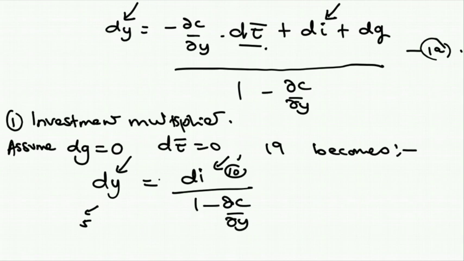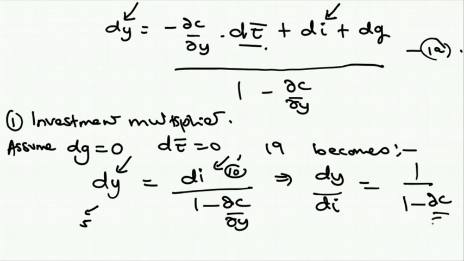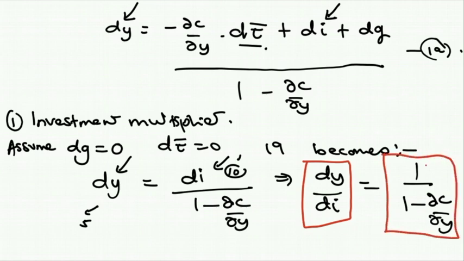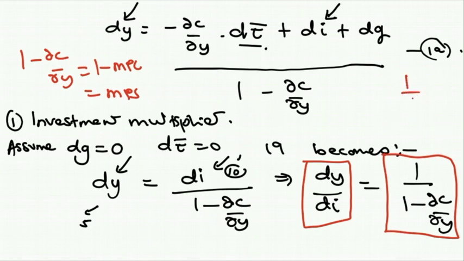But what if we want to know for every change in investment demand, what is the change in income? This is very simple. We modify the formula, it becomes dy over di, cross multiply, 1 over 1 minus delta c over delta y. This is for every unit change in investment demand, what is the total change in income or equilibrium income? And if you recall what I said earlier, 1 minus delta c over delta y is actually 1 minus MPC, isn't it? Therefore, it is MPS. So if we have 1 over MPS, what is it? Recall back your undergraduate level. This is the spending multiplier.